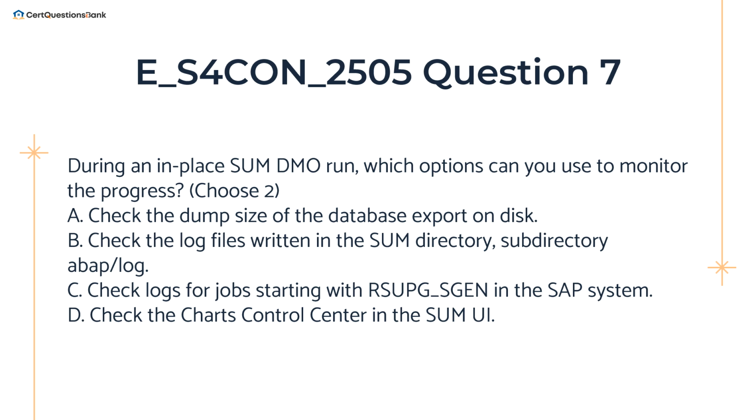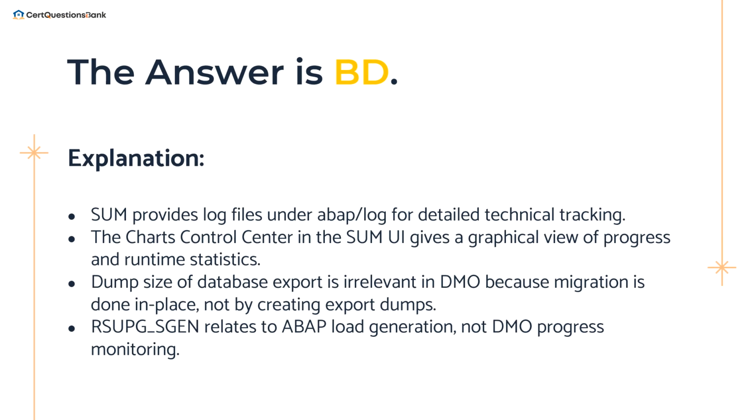During an in-place SUM DMO run, which options can you use to monitor the progress? Choose 2. A. Check the dump size of the database export on disk. B. Check the log files written in the SUM directory, subdirectory ABAP, log. C. Check logs for jobs starting with RSUPG_SGEN in the SAP system. D. Check the charts control center in the SUM UI. The answer is BD.